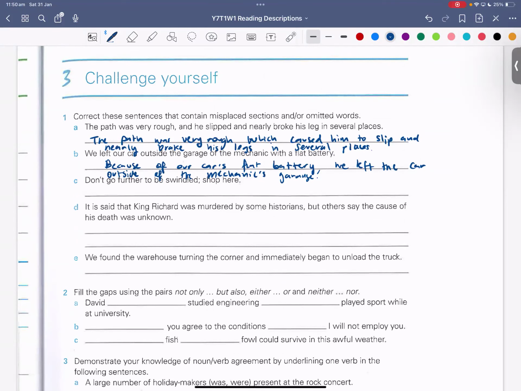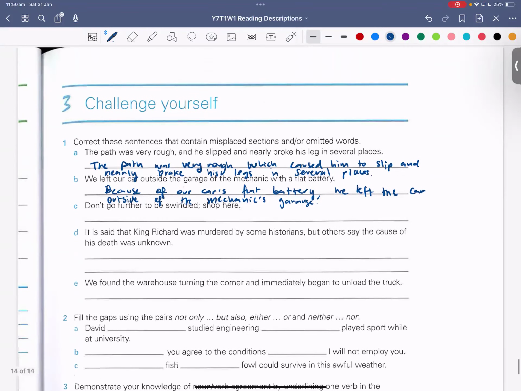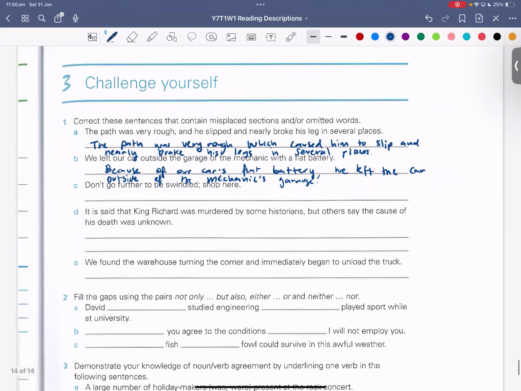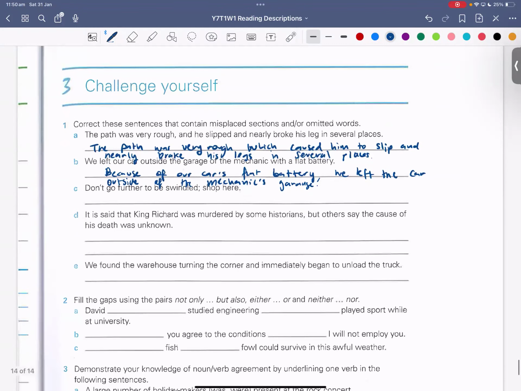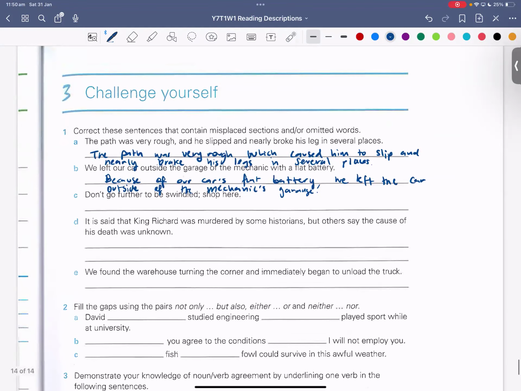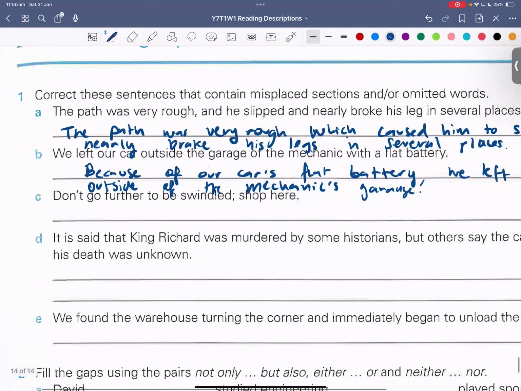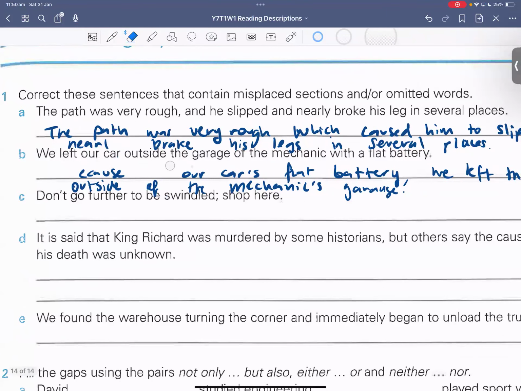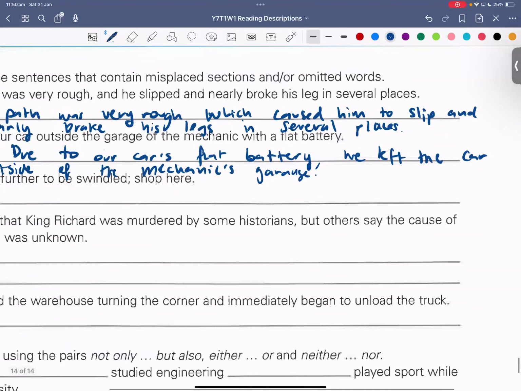Don't go further to be swindled. Shop here. Unless you want to be swindled. Yeah? Question B. You can't start a sentence with 'because'. We can say 'due to', if you prefer. Due to our car's. Great, thank you.